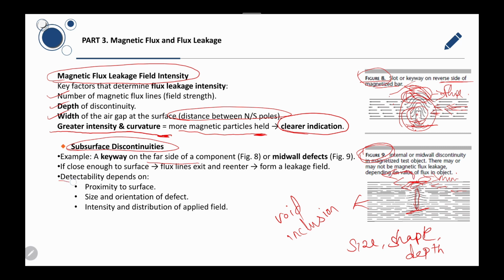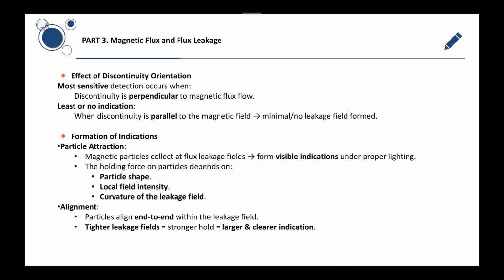Here we mention that detectability depends on proximity to the surface. The closer, the better. Size and orientation of the defect: larger and optimally oriented defects are easier to find. Intensity and distribution of the applied field: a strong, well-directed magnetic field is crucial. So we move on to the next slide.